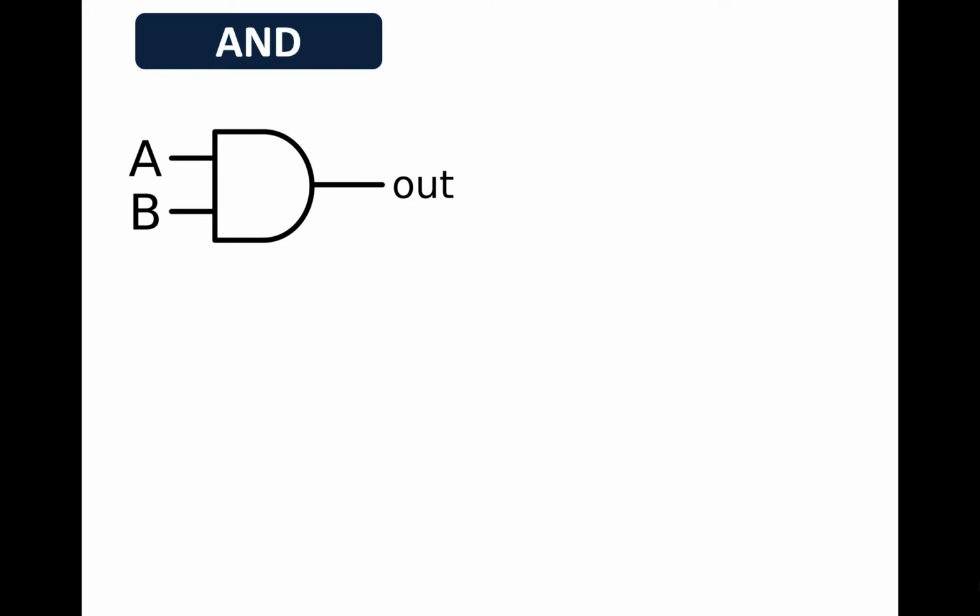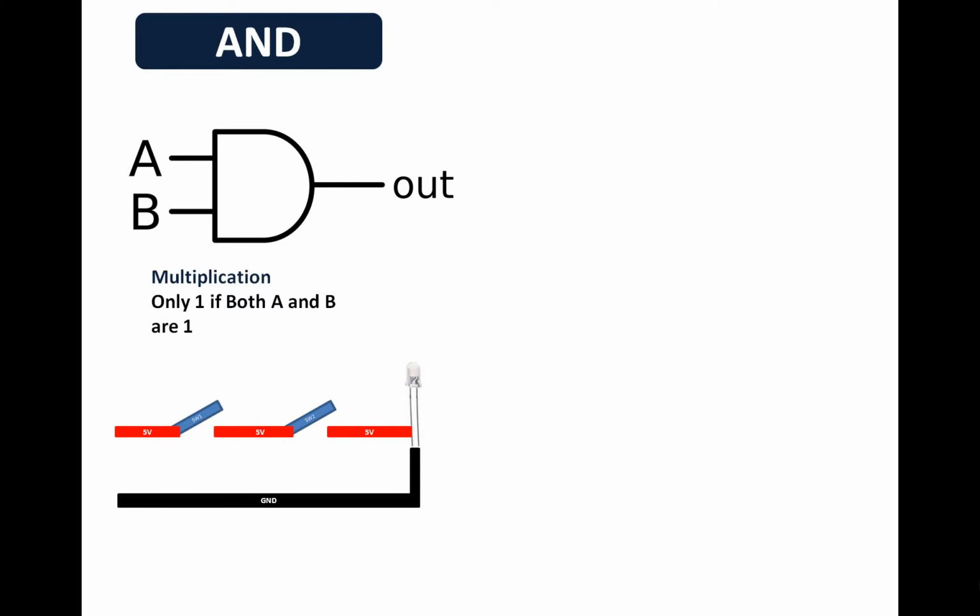It has two inputs, A and B, and one output. It is basically a binary multiplication. Output is only 1 or on if both A and B are 1 or on. So only 1 if both A and B are 1, else it's 0. Its circuit is in series, like two switches in series, switch 1 is A, switch 2 is B. If both of these switches are on, only then the LED will turn on.